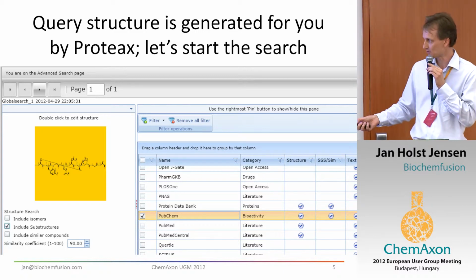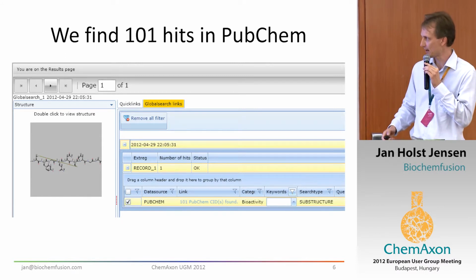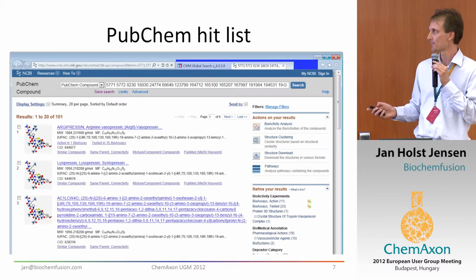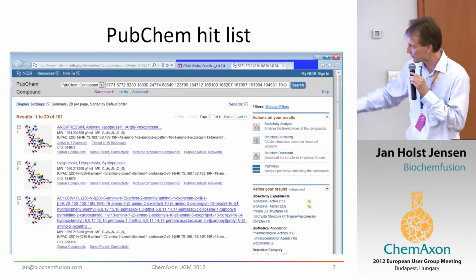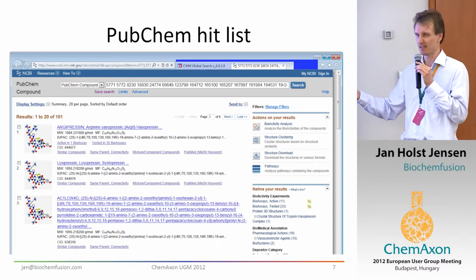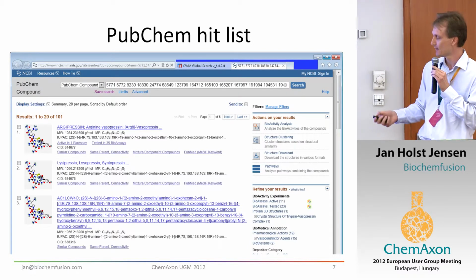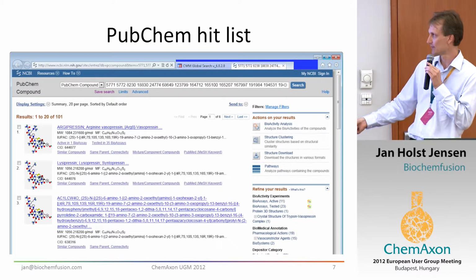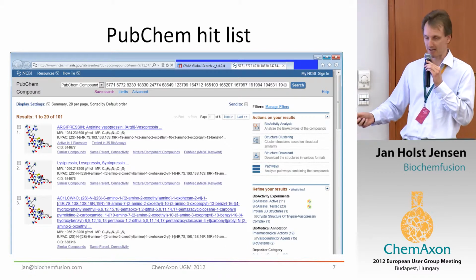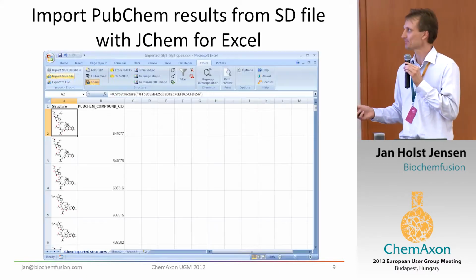Then you can go on and search, for instance, in PubChem. Let's do that, and we find about 100 hits. If we look at those hits, we can say, wow, we've got all these fuzzballs of molecules here. What are they? It's probably something to do with oxytocin, but is it really? If you try to look at the names, like this name here, is that oxytocin? Well, I can't tell, but now let's analyze this instead.